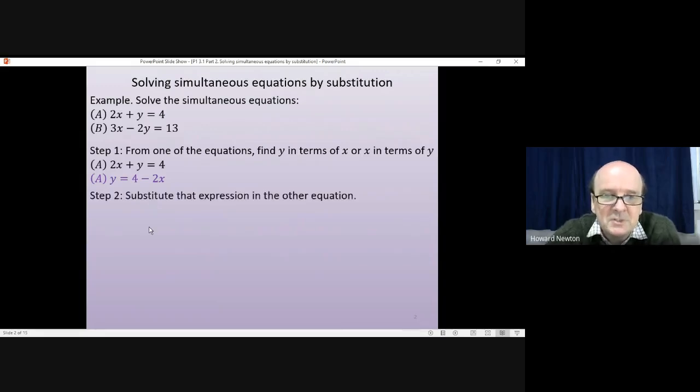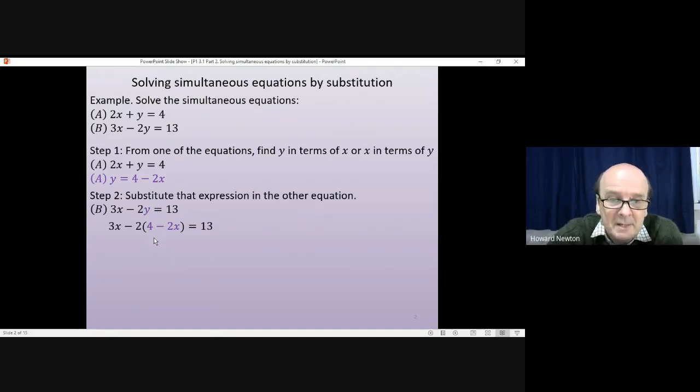The second step, once you've done that, is to substitute the expression that you found into the other equation. So we'll go to equation B, 3x minus 2y equals 13. And instead of writing y, we'll substitute in 4 minus 2x instead of y. That gives us 3x minus 2, and then in brackets, we've got 4 minus 2x, because that's the same as y, equals 13. That's the hard part. From then on, it's straightforward algebra.